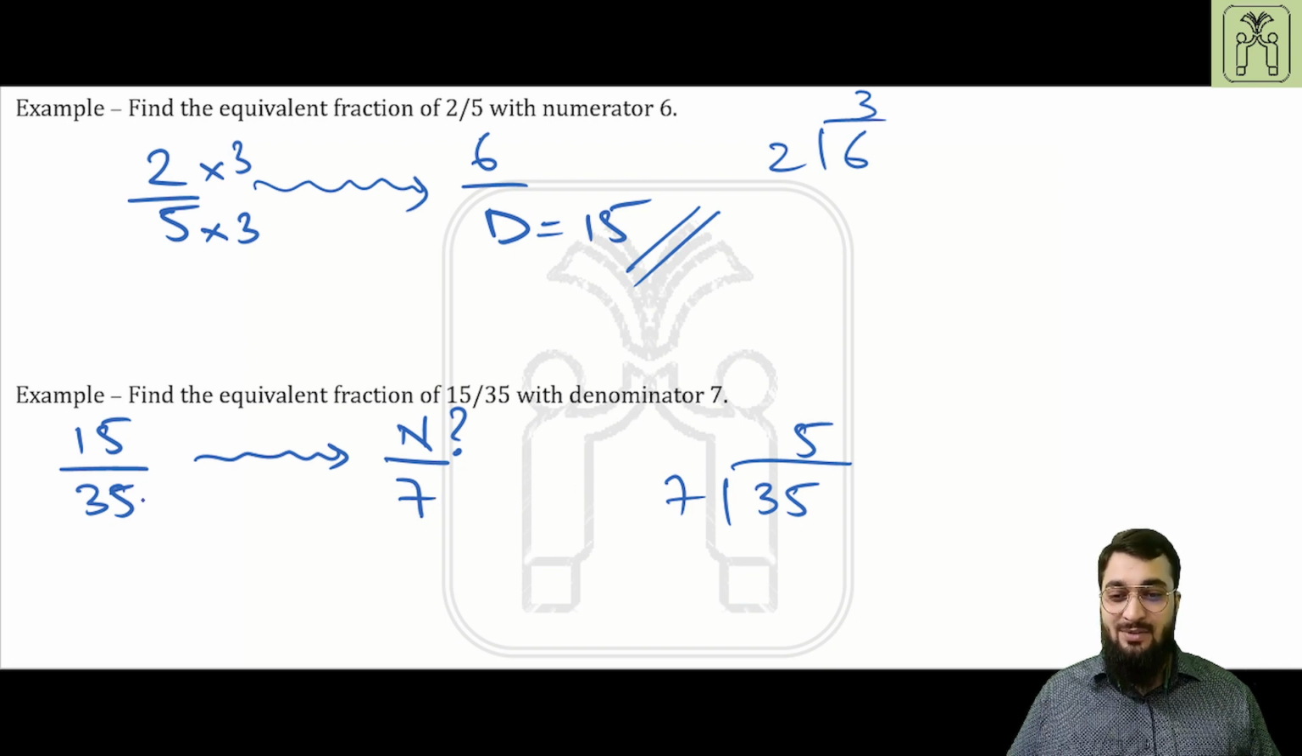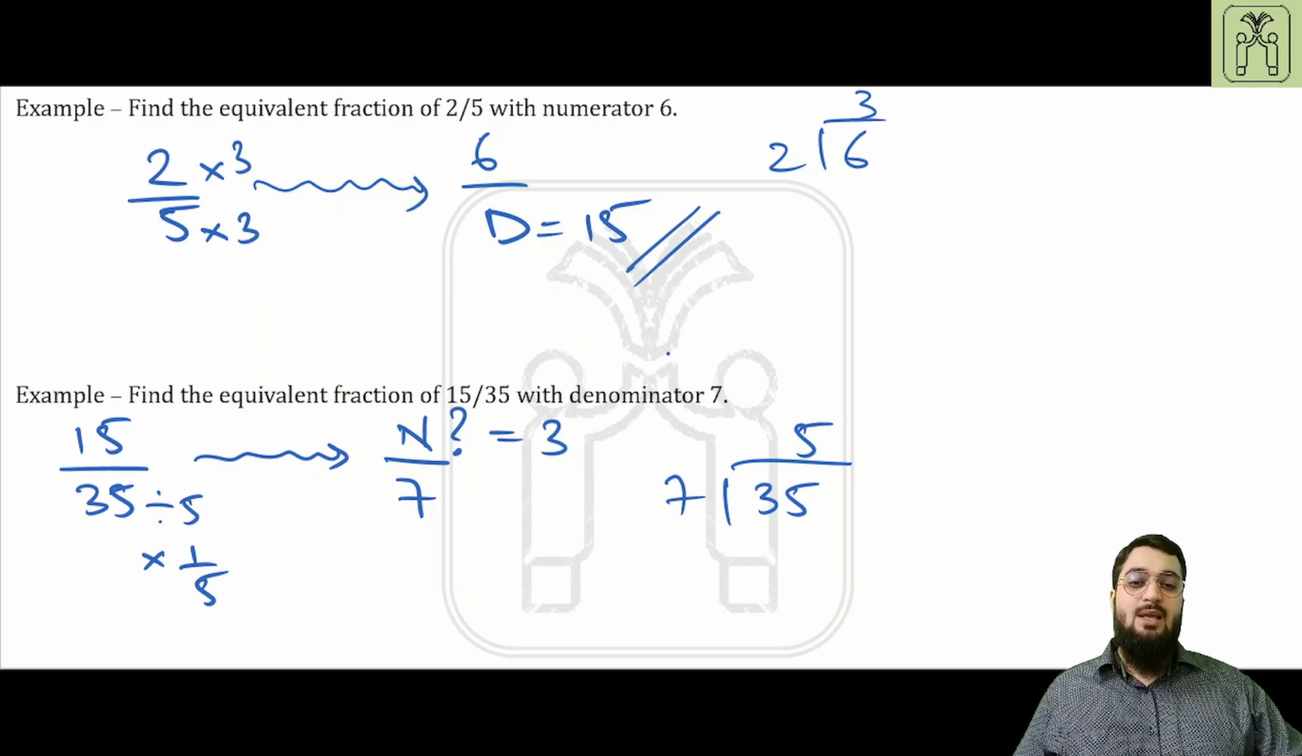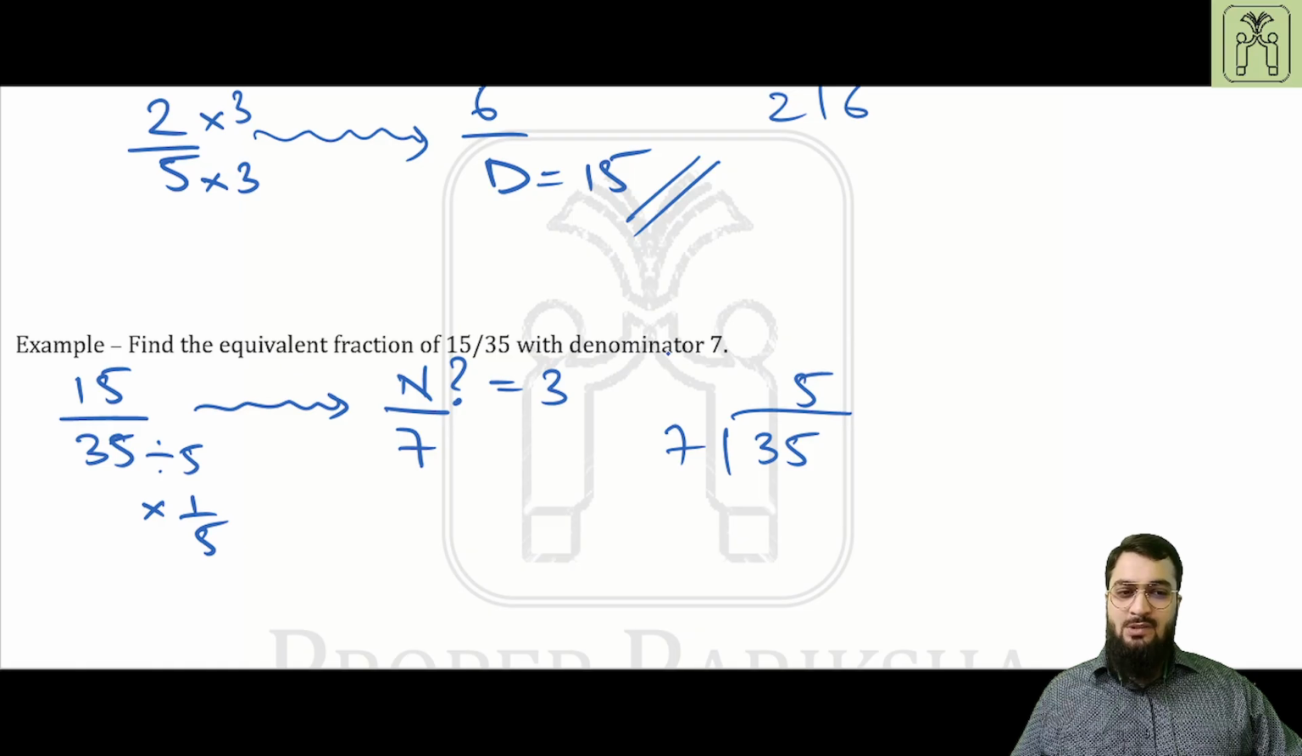Here 35 is not multiplied by 5, rather it is divided by 5, or you can say that it is multiplied by 1 upon 5. So 15 multiplied by 1 upon 5, or divided by 5, will give you the answer of 3. Therefore n is equal to 3. So the answer will be 3 upon 7. So this was the example. Are there any more examples?